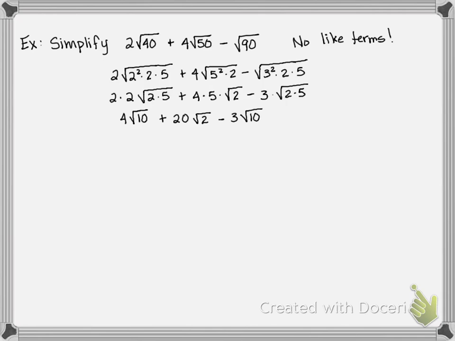And once we've completely simplified each term individually, so simplify each term, just on its own as if it's its own little expression, now we can see if there are like terms to combine. Do I have any like terms? The square root of 10. Right, so I have 4 root 10 minus 3 root 10, which leaves me with just 1 root 10. And then plus 20 root 2.